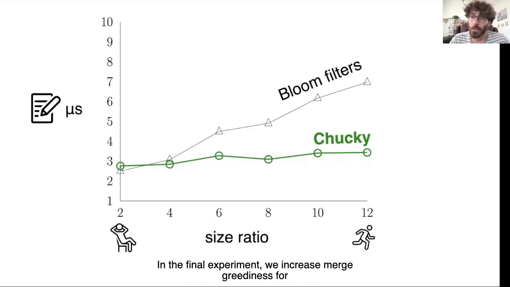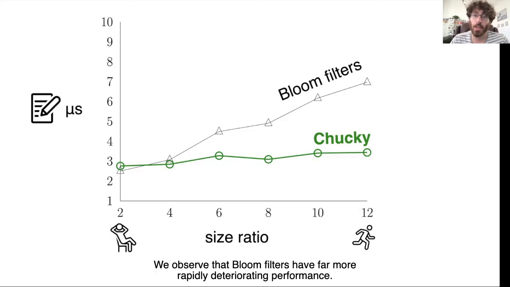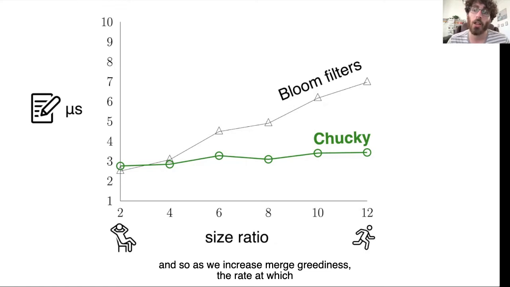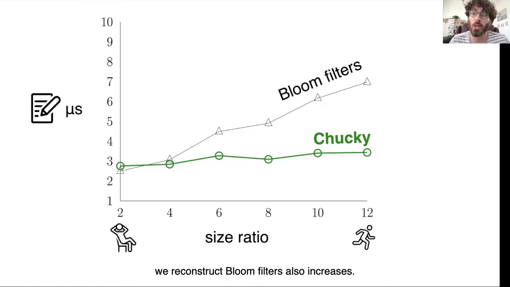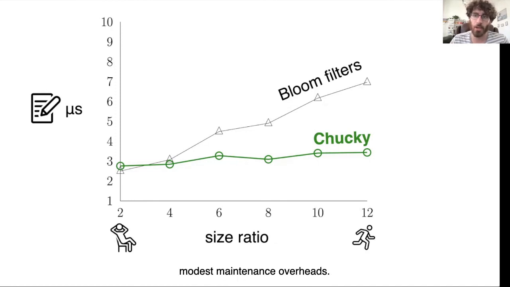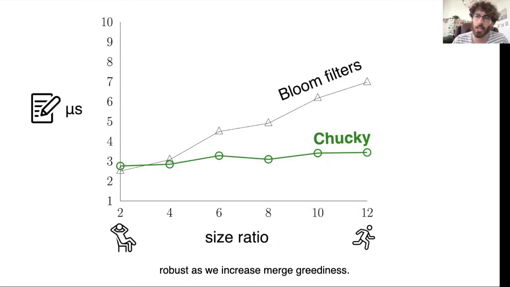In the final experiment, we increased merge greediness for a leveled LSM tree by increasing the capacity ratio between adjacent levels of the LSM tree. We observed that Bloom filters have far more rapidly deteriorating performance. The reason is that they're immutable, and so as we increase merge greediness, the rate at which we reconstruct Bloom filters also increases. On the other hand, Chucky is mutable and supports more modest maintenance overheads than with Bloom filters, and so performance stays far more robust as we increase merge greediness.